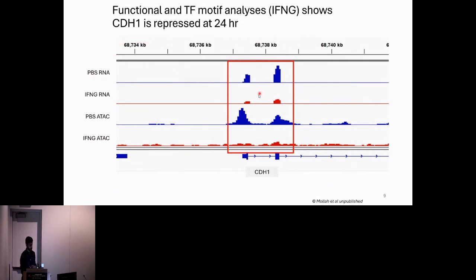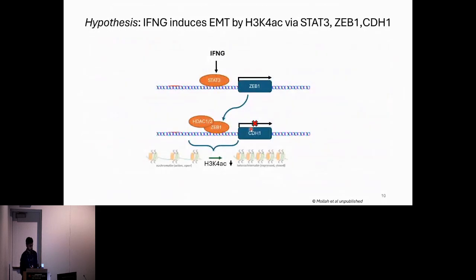If we look at the CDH1 promoter, we can see that in addition to this loss of RNA expression of CDH1, shown in the top two tracks, we can also see loss of accessibility of the CDH1 promoter, which we assayed using ATAC-seq. This then allowed us to create our hypothesis.